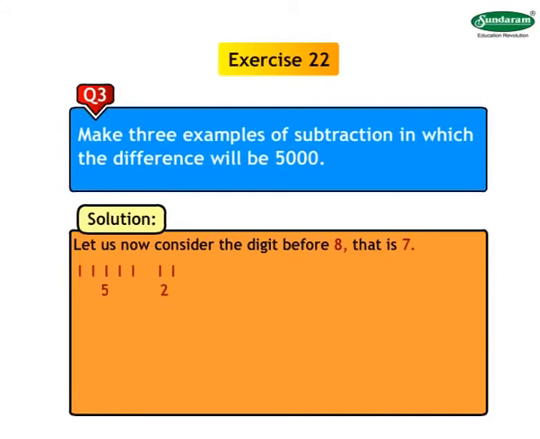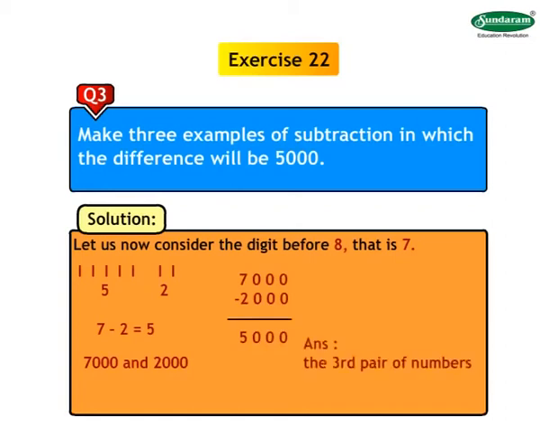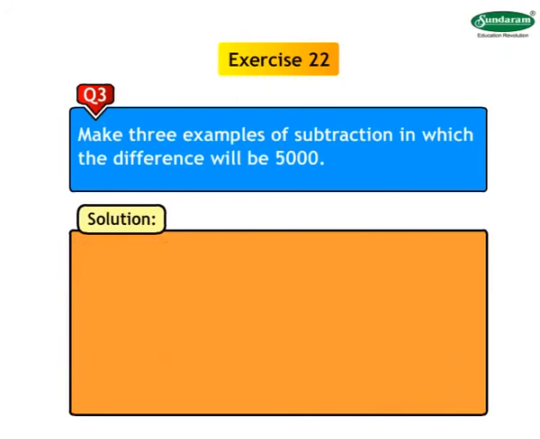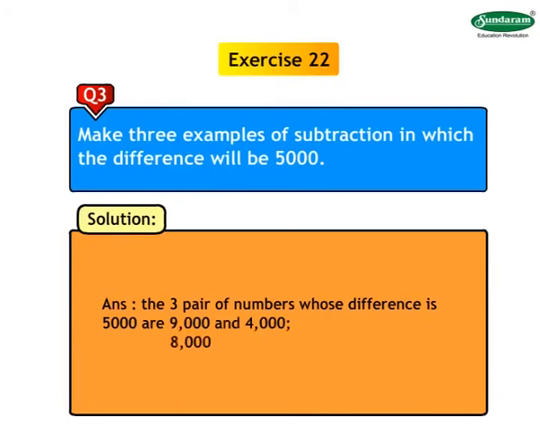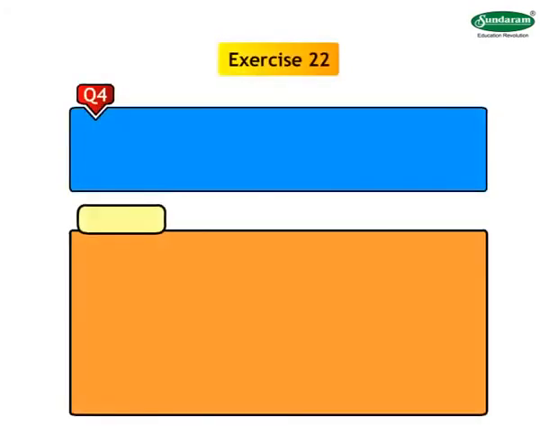Now to get the difference as 5, we have to deduct 2 from 7, that is 7 minus 2 is equal to 5. Place 3 zeros after 7 and 2 to get the numbers 7000 and 2000 respectively. Hence the third pair of numbers whose difference is 5000 are 7000 and 2000. Answer: The 3 pairs of numbers whose difference is 5000 are 9000 and 4000, 8000 and 3000, and 7000 and 2000.